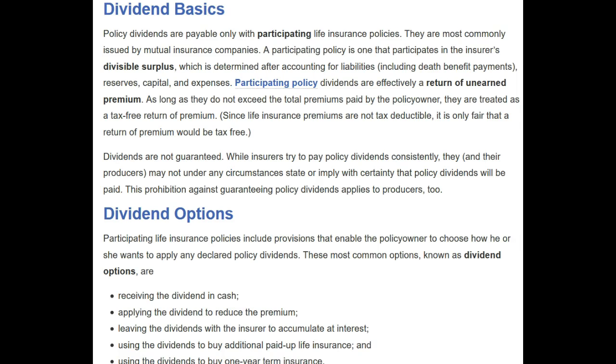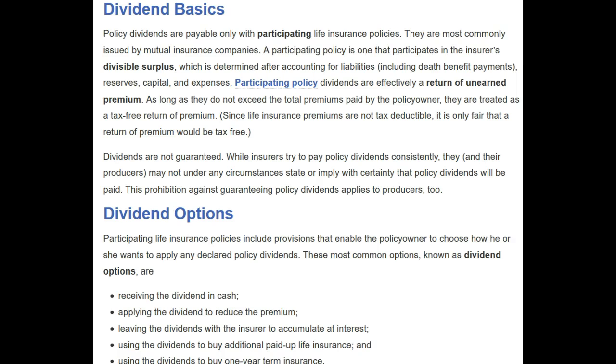A participating policy is one that participates in the insurer's divisible surplus, which is determined after accounting for liabilities, including death benefit payments, reserves, capital, and expenses. Participating policy dividends are effectively a return of unearned premium. As long as they do not exceed the total premiums paid by the policy owner, they are treated as a tax-free return of premium. Since life insurance premiums are not tax-deductible, it is only fair that a return of premium would be tax-free.